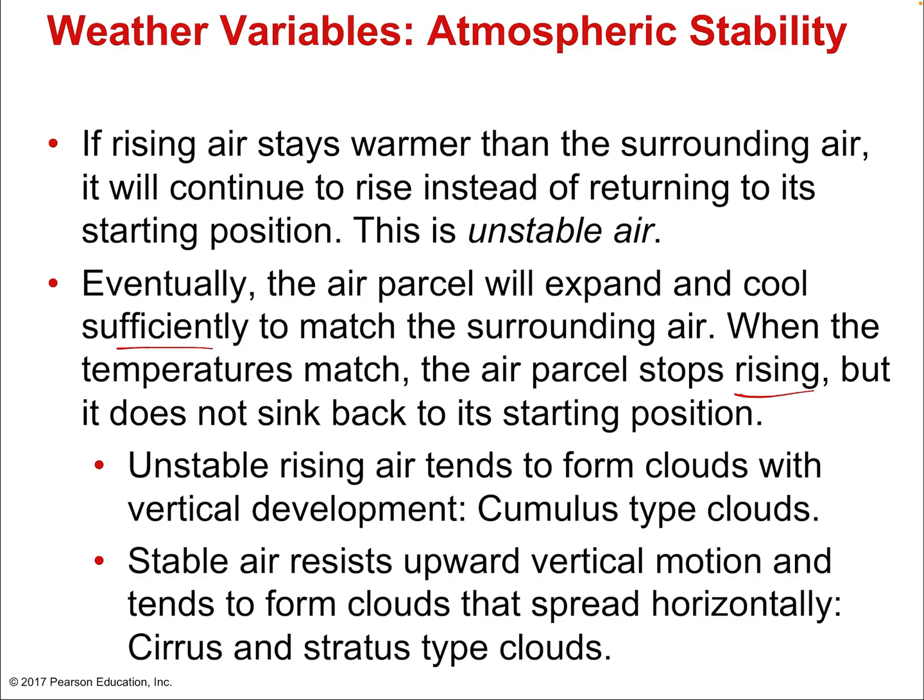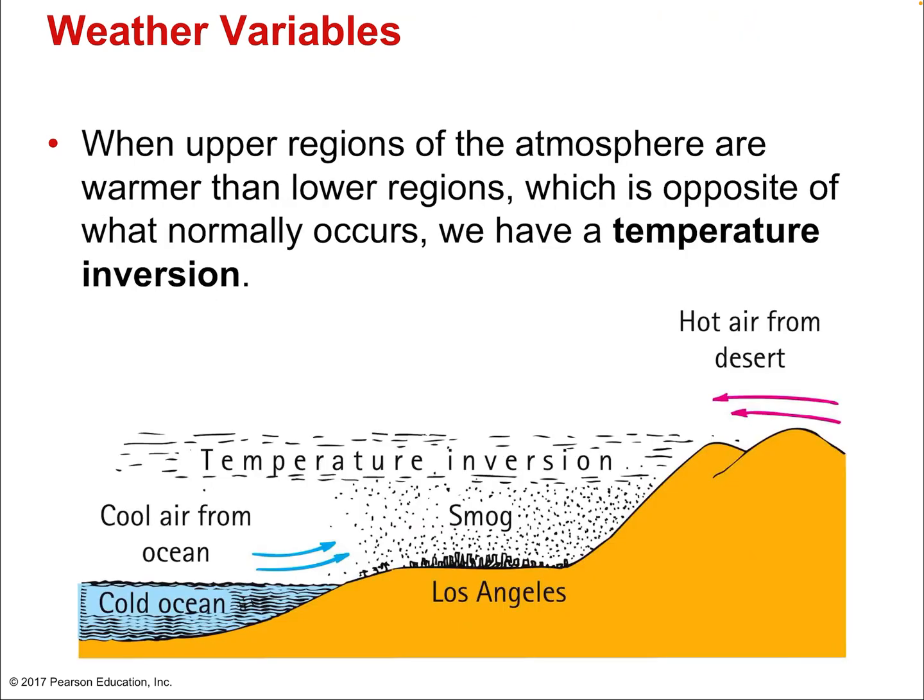So that process led to whatever moisture was in the air condensing, and so now that air is in a new equilibrium with condensed water in it. The stable air resists upward vertical motion and tends to form clouds that spread horizontally. Cirrus and stratus type clouds fall into stable air, okay? So you have this relationship between unstable rising air and stable air that's reached an equal temperature.